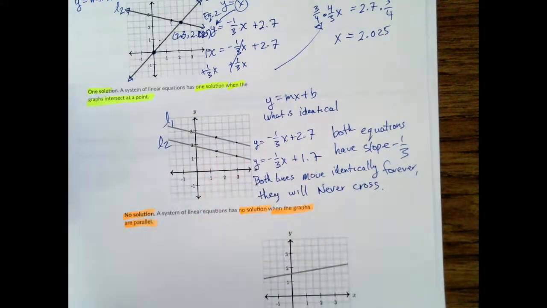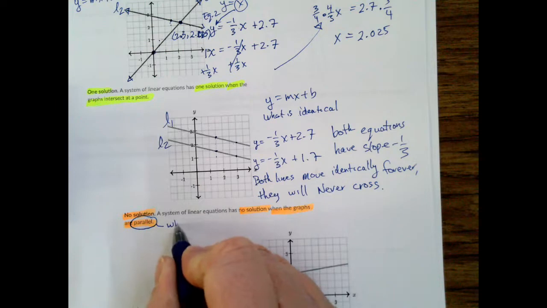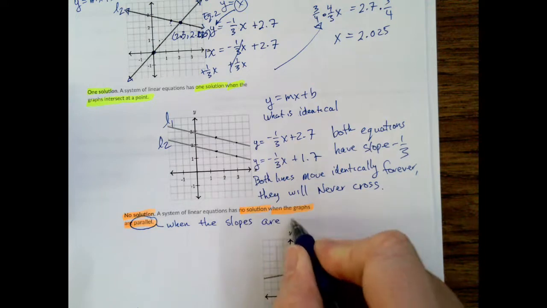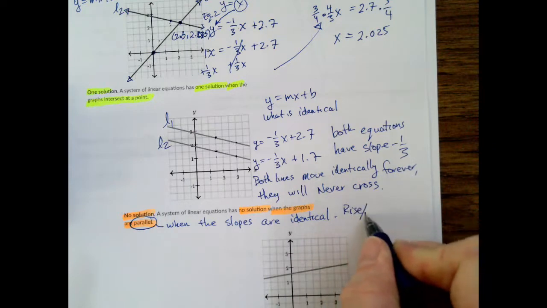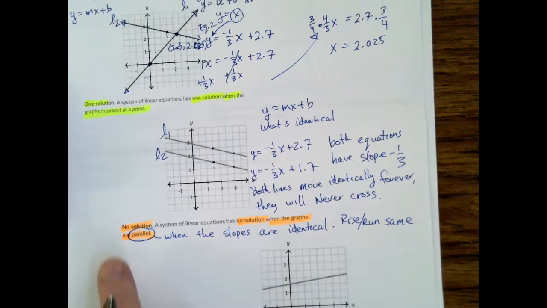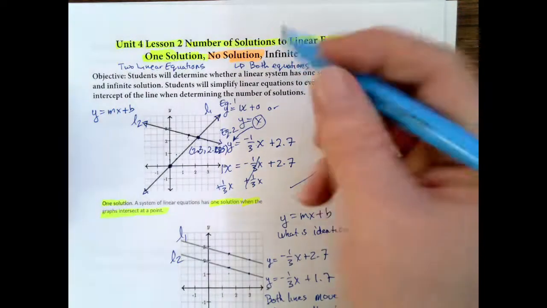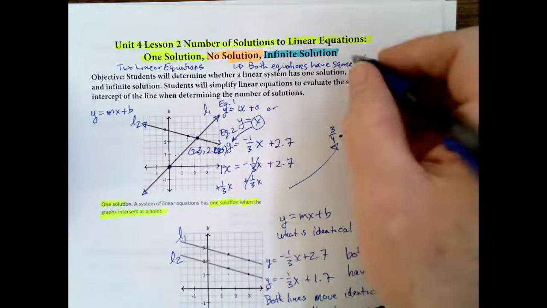Well, the only time that they're parallel, circle that in your notes, is when the slopes are identical. That means they rise and run the same. They rise over run the same. And that would be our situation with no solution. There is a third option that rarely comes up, and that's called infinite solutions. That's hard to see on a graph, but infinite solutions means that they're the same line.